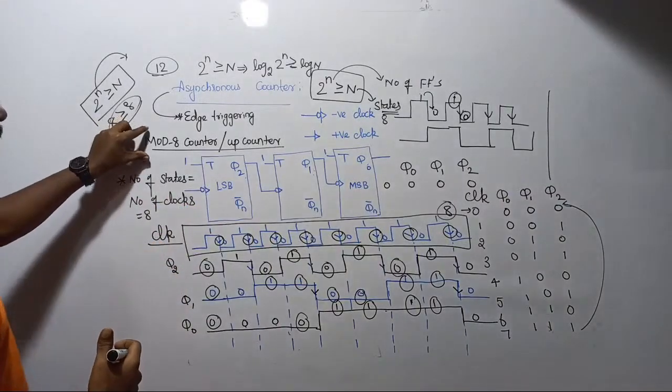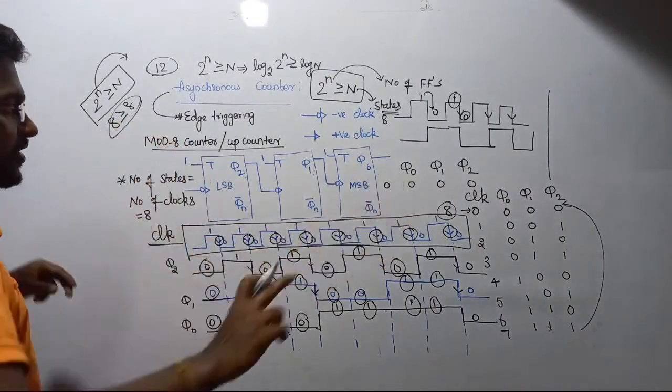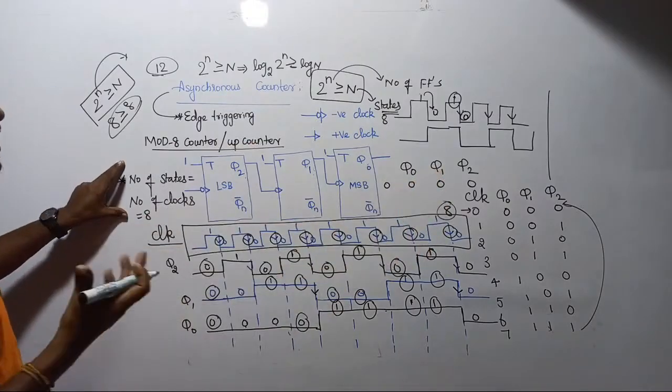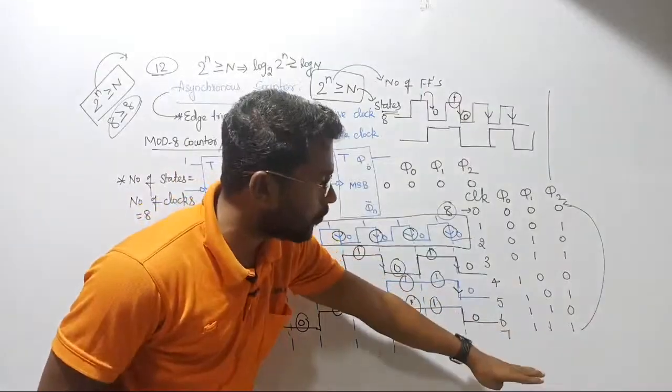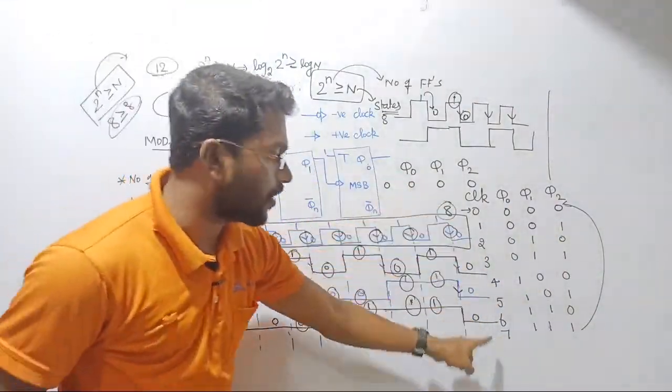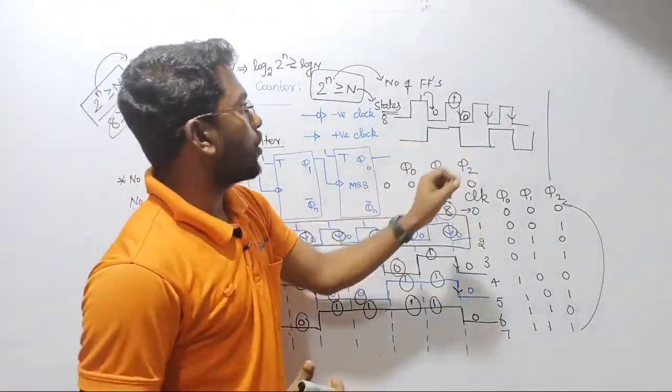First, why we are calling it a mod 8 counter, write down the reason. Why we are calling it an up counter, write down the reason. Next, which is called number of states. Number of states in short means the number of possible combinations that we are getting in the output. And how we are calculating the number of clocks, next step. And then write down the next step, right?